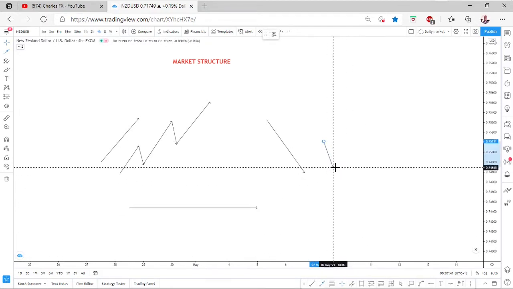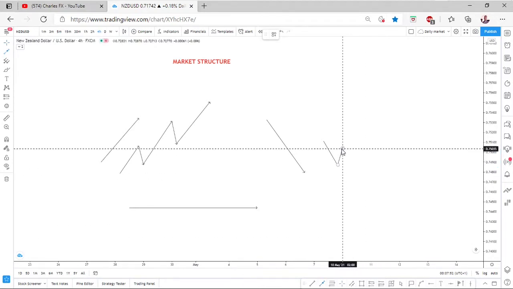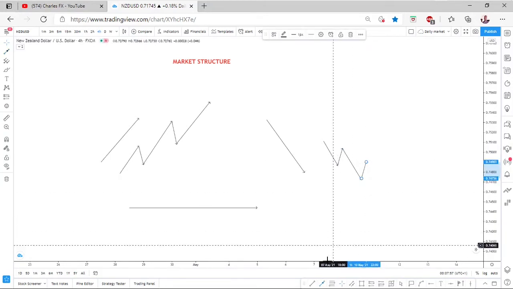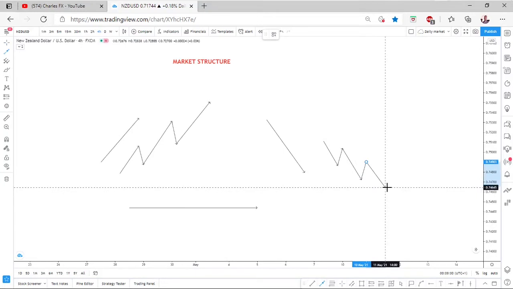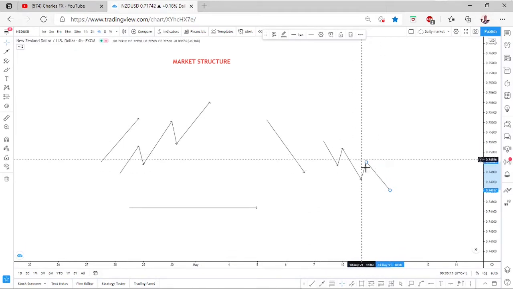Let me just give you an illustration. This is what we're talking about, guys. The market makes a low, then makes a high in form of retracement, then makes a lower low, then makes a lower high, then makes a lower low. As simple as this, guys. The market makes a low, then makes another low which is lower than the previous low, or the market makes a lower low, puts up a lower high, makes a lower low, puts up a lower high.